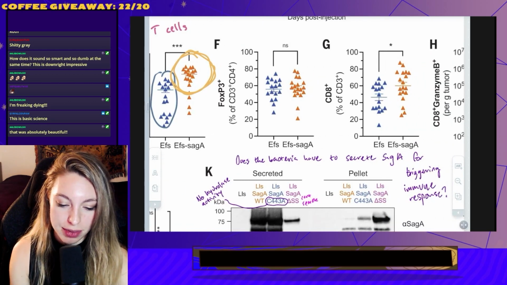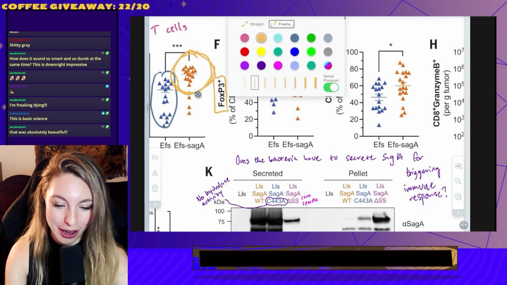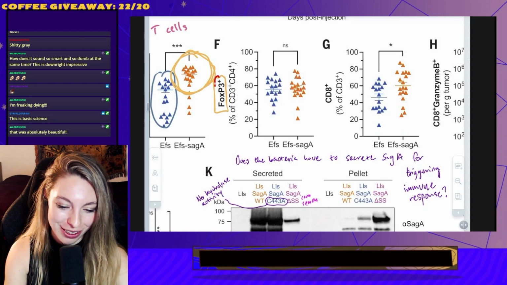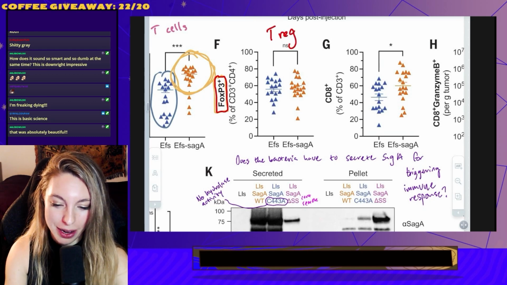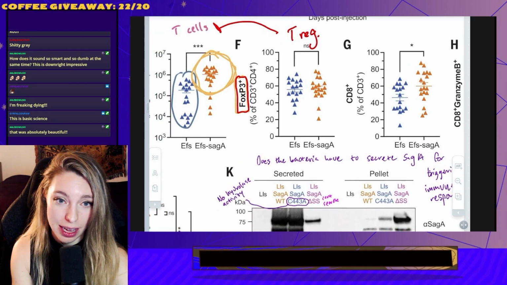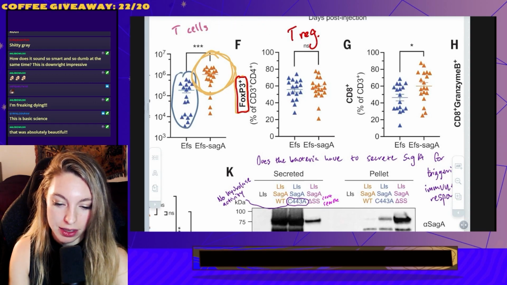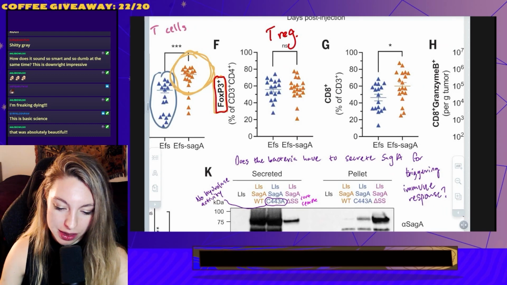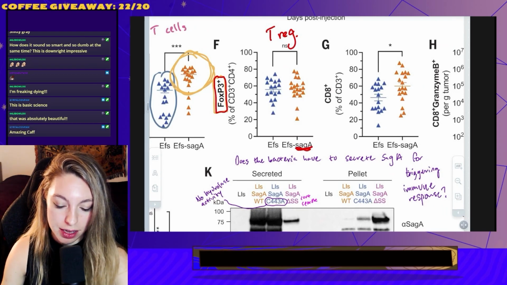Then they looked at something. So they looked at FOXP3 positive cells. Now, FOXP3 positive cells are the Treg cells. These are the T regulatory cells. These Tregs actually shut down T cells that might be killing the cancer. So they looked to see if there were more Tregs in the tumor, and guess what? With the SagA treated mice, there was actually no difference in the number of Tregs.